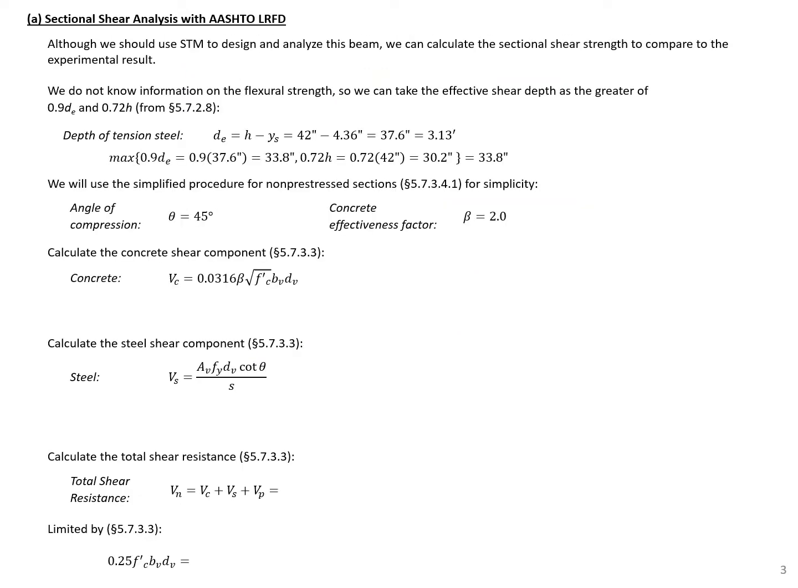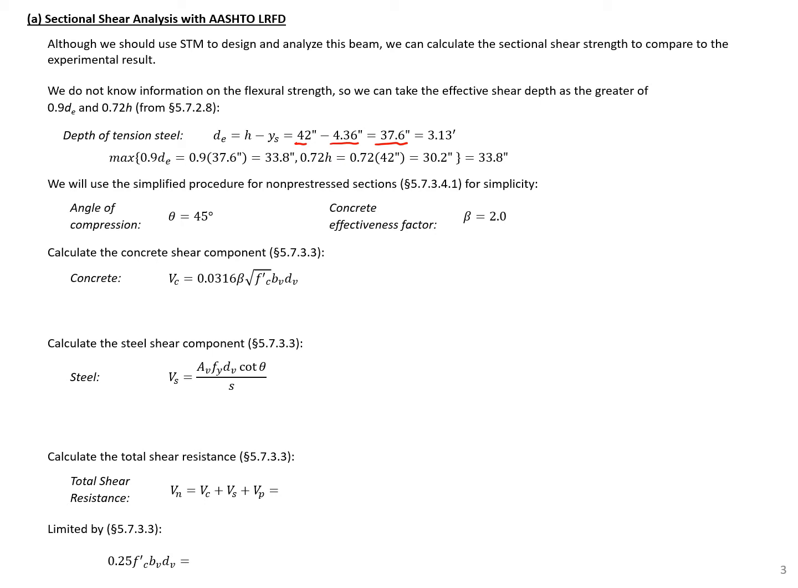We'll start this example by finding the sectional shear strength using the AASHTO LRFD simplified procedure. So the first thing that we need to do is figure out the depth of our tension steel. Here, the overall height of our section is 42 inches. The distance from the bottom to the centroid of our tension steel is 4.36 inches. That was given on our previous slide. So we can see that the depth of our tension steel is 37.6 inches.